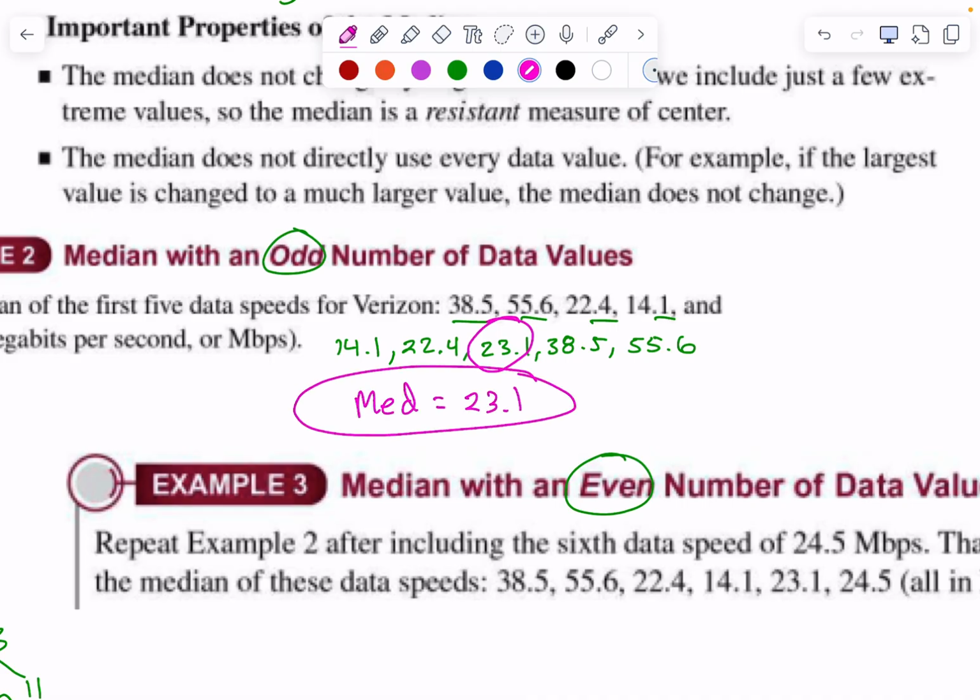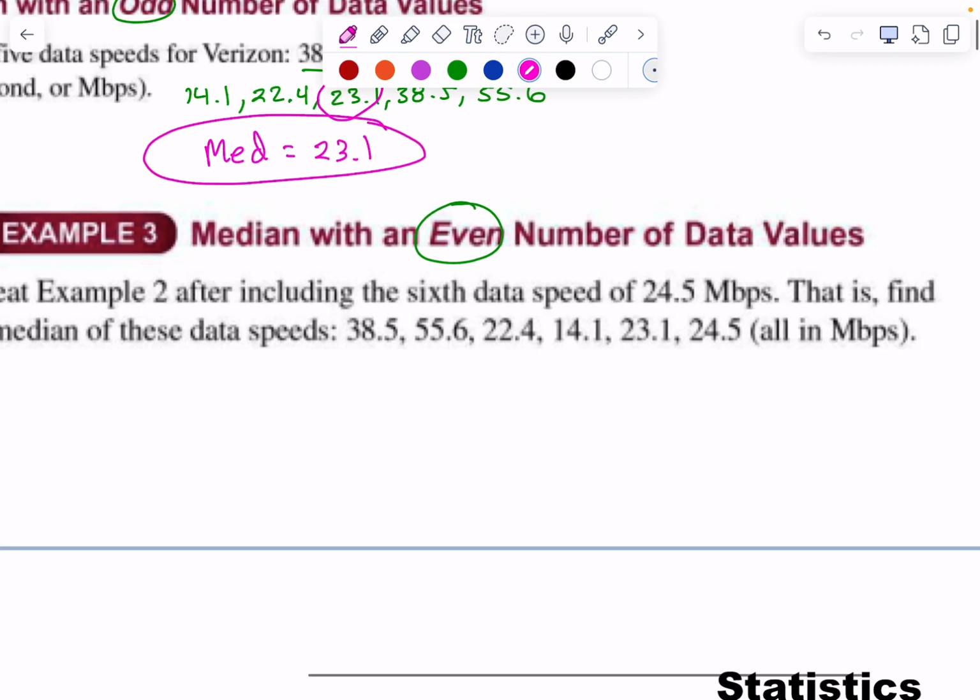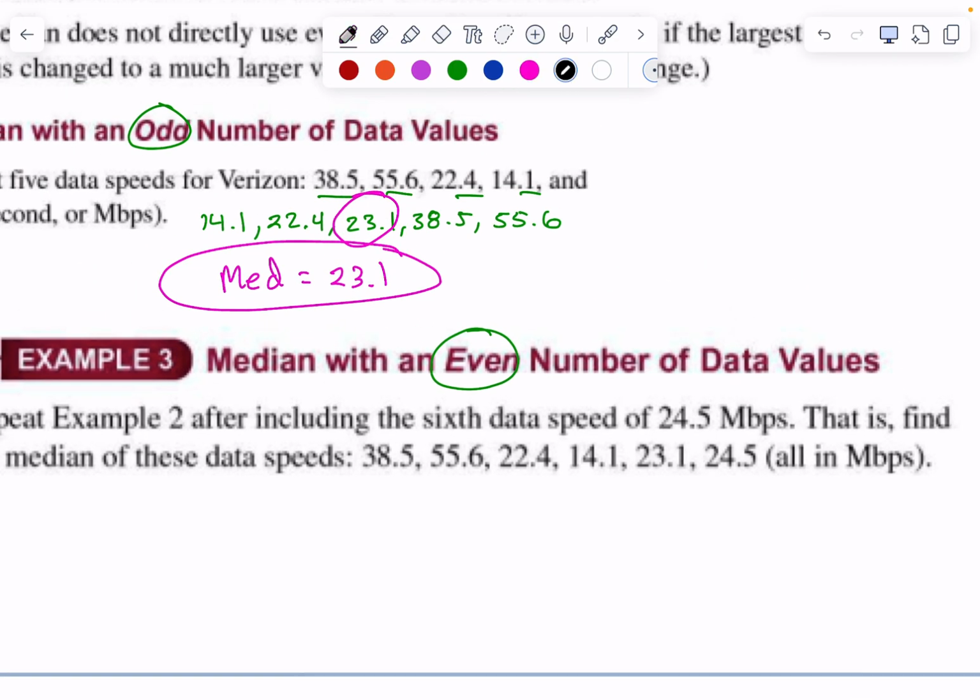Now they're going to add a number to us, right? And since these are all in order, which number did they add? They added the 24.5. I'll write them out again: 14.1, 22.4, 23.1, 24.5 is added in there. Then I've got the 38.5, and I've got 55.6. And I have 6 numbers.